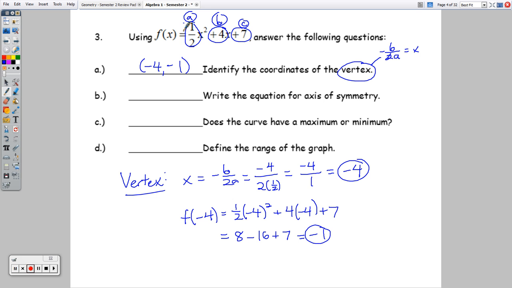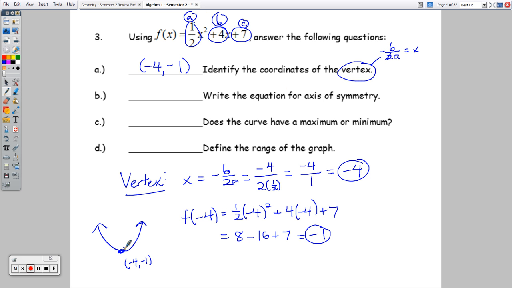And then it's going to open up because this is 1/2. It's a positive value for a. So this isn't necessarily to scale, but that's the general trend of the graph here. That's my vertex at -4, -1, and it's going up.